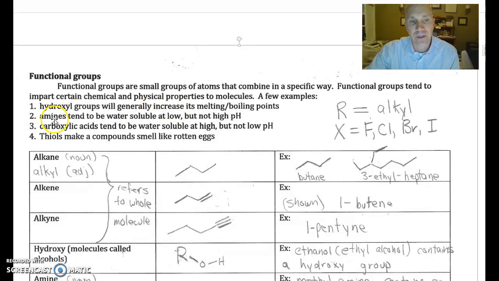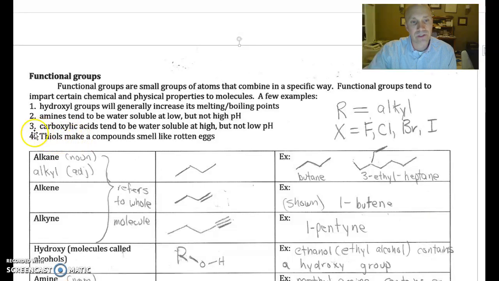Another thing, an amine. If a molecule has an amine, which is a nitrogen with all single bonds coming from it, it's going to tend to be water soluble at low pHs, but it's going to be not water soluble at higher pHs. Carboxylic acids are the opposite of that. If something's got a carboxylic acid, it's going to tend to be water soluble at higher pHs, but not at lower pHs.